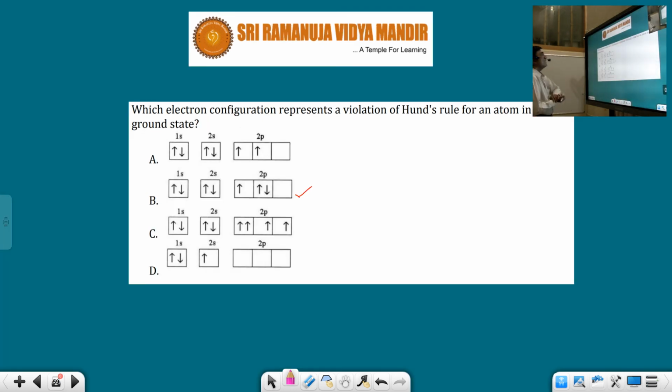Now let us see which electronic configuration represents a violation of Hund's rule. Very simple. This is fine, students. But here it should first be singly filled, and only then pairing takes place. Wrong. So this is fine. In the first one it is singly filled, then you can have parallel spin also, no problem. This is a Pauli's violation. This is Pauli's violation. This is Hund's violation.